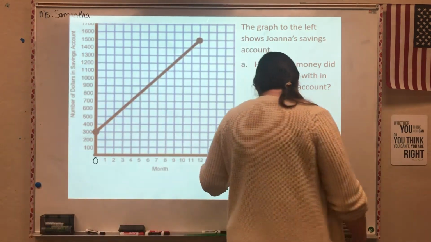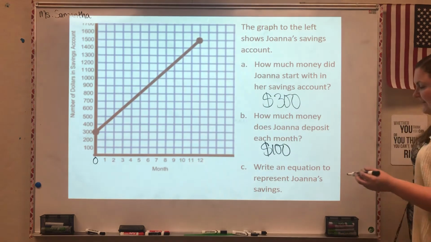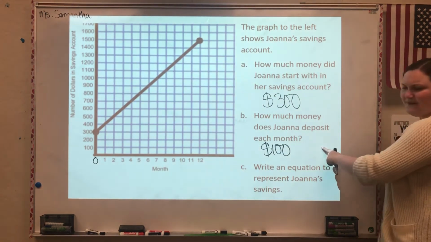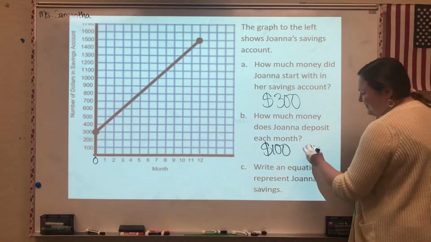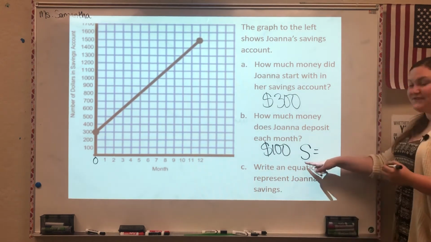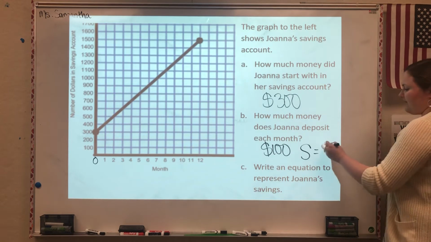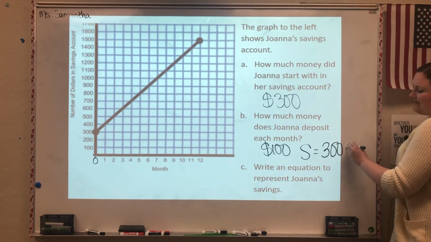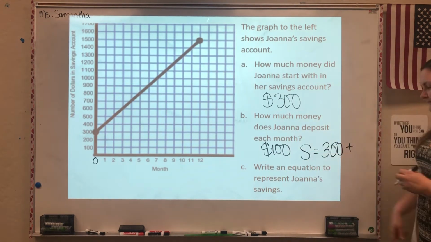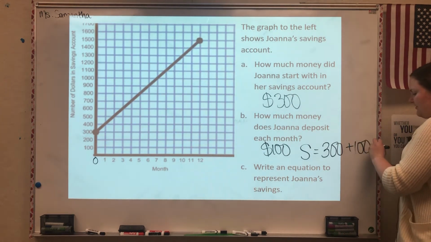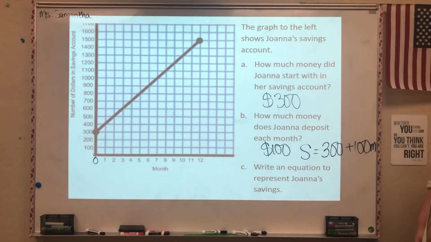Well, if I wanted to write an equation for her savings, my equation could start off, I'm going to put it here because I'm afraid this is too low. My equation could start off S equals, S for savings. Her savings equals, well, it started with $300, and she's adding 100 each month. 100 each month. Right there, that's our equation.